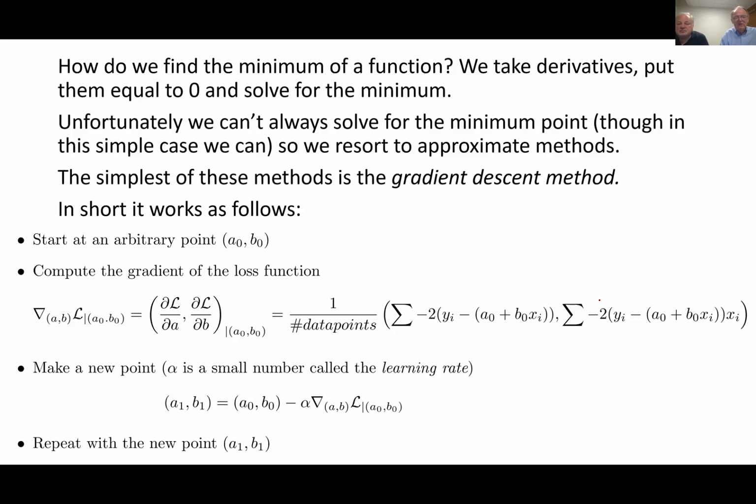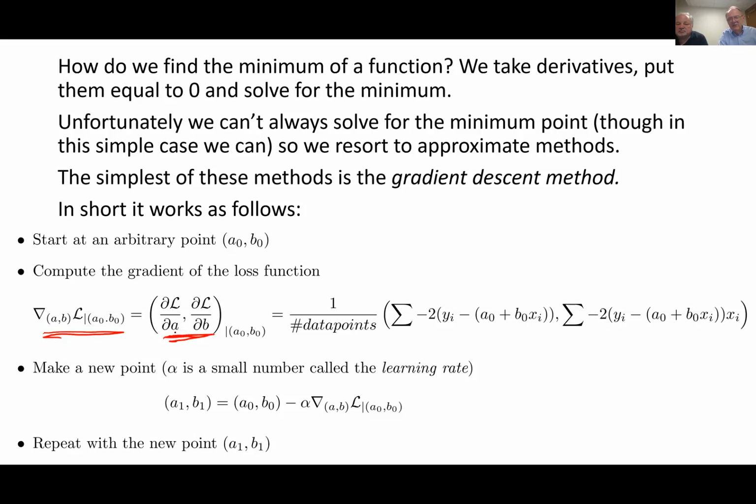So how do we do this? We have to take the gradient of this loss function. A gradient, well, that's just a vector consisting of partial derivatives, the partial derivative with respect to A and the partial derivative with respect to B.